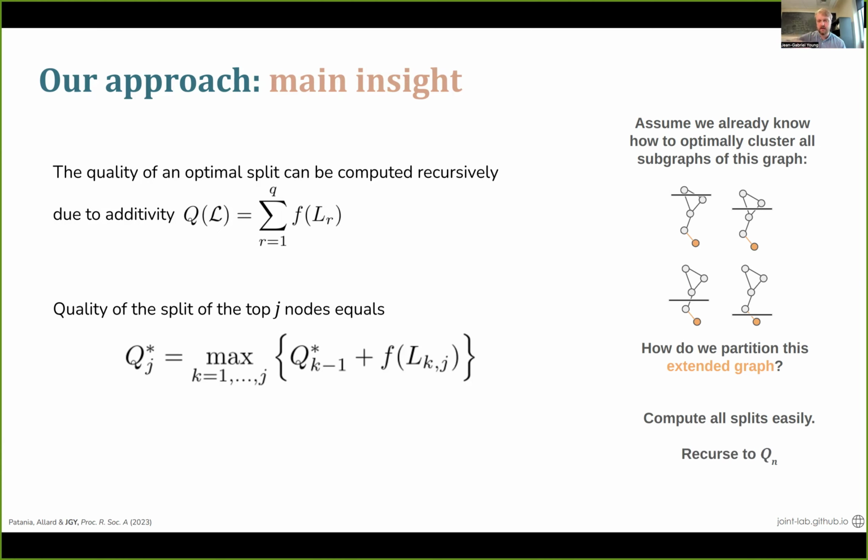And so you recurse all the way to the full network, and you now have a way to split your network. So there's more details in this proceeding of the Royal Society paper if you want to walk through the algorithm, but doing this turns out to be optimal.